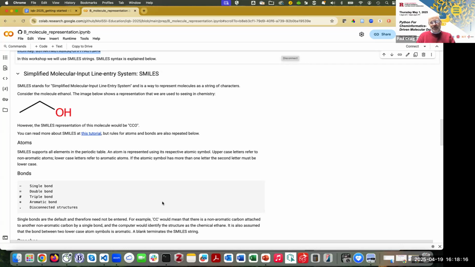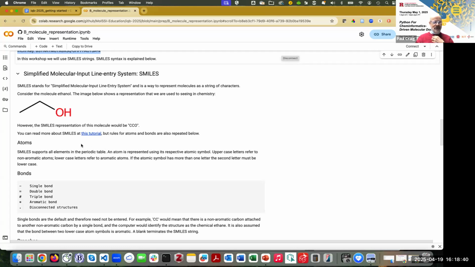So this is SMILES strings, and the way they're visualized reflects the way we typically do line drawing for organic chemistry. The SMILES string for this molecule, which is ethanol: there's a carbon here and a carbon here, and then an OH group here. Each of those carbons also has enough hydrogens to saturate it, but the way we represent this molecule is the SMILES string CCO.